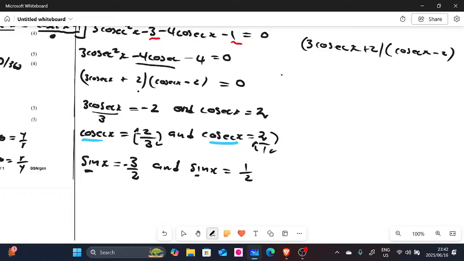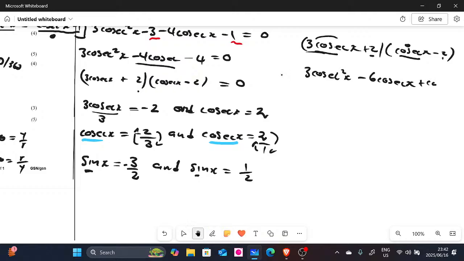Okay, so let me do FOIL. If I multiply this cosec with this cosec, we're gonna have 3 cosec squared x, right? If I multiply this 3 cosec with that 2, we're gonna have minus 6 cosec x, right? Because I multiply this one with the 2 there. And then if I multiply this 2 with this cosec here, we're gonna have plus 2.